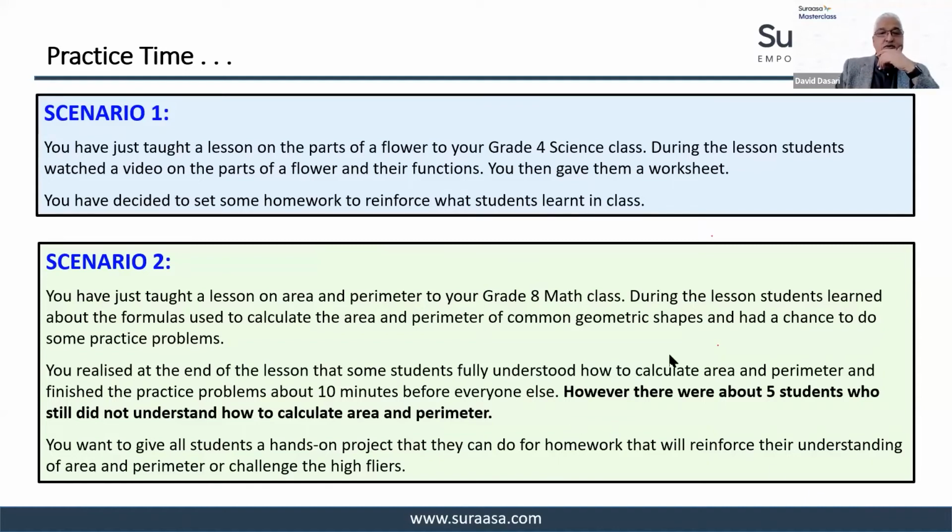Now, what I'd like to do is go on to scenario number 2. Before we move on. Scenario number 2 talks about having taught a math lesson in class about area and perimeter, but you want to give them a project that will allow the students to reinforce their understanding, but also challenge some of the high flyers. Any thoughts around what kind of project you will give them to do at home? Sandhya.